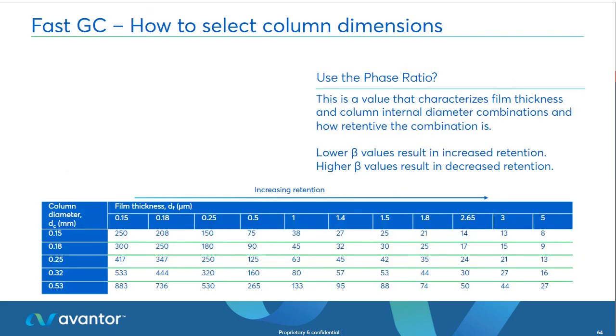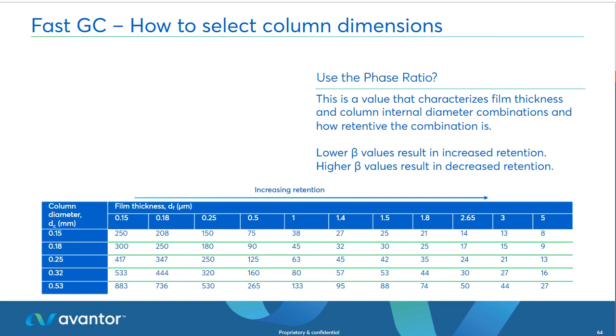So then when we look at how we actually select the column dimensions when we're going from standard GC to fast GC, we use the phase ratio. This is a value that characterizes the film thickness and column internal diameter combination and how retentive that combination is. The lower B values have increased retention, so these are for low boilers and analytes that need more retention. These combinations are better for those.